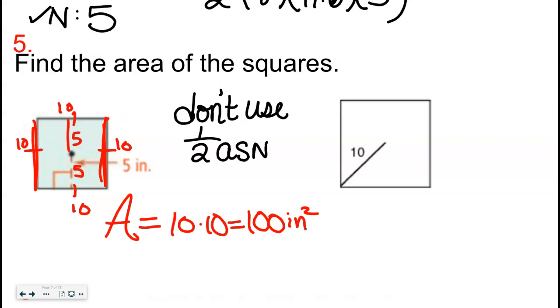All right. So it says find the area of the square. Done. I'm not going to use my new formula. I don't need it. On this one, watch how I'm going to outsmart it.